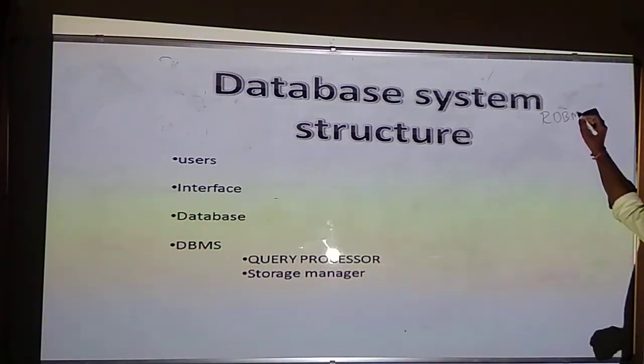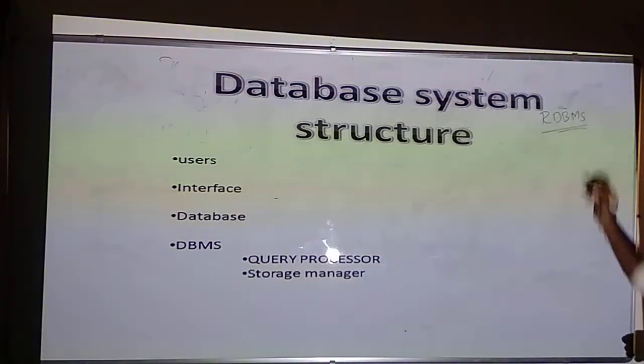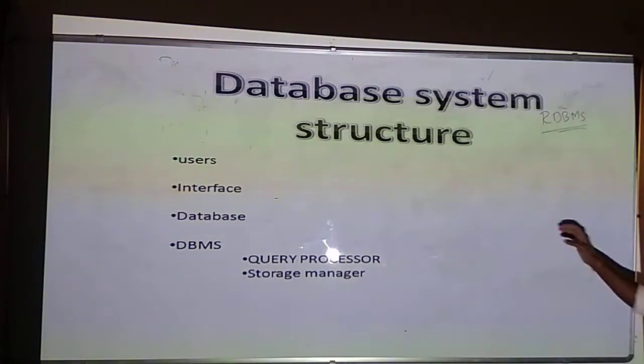Okay, in today's session, we are going to see the basic structure of a database system. Already we know the components used in a database system, and we have seen the three-tier architecture in our yesterday's session. And here we will be seeing the structure in which way we will be communicating with our database.